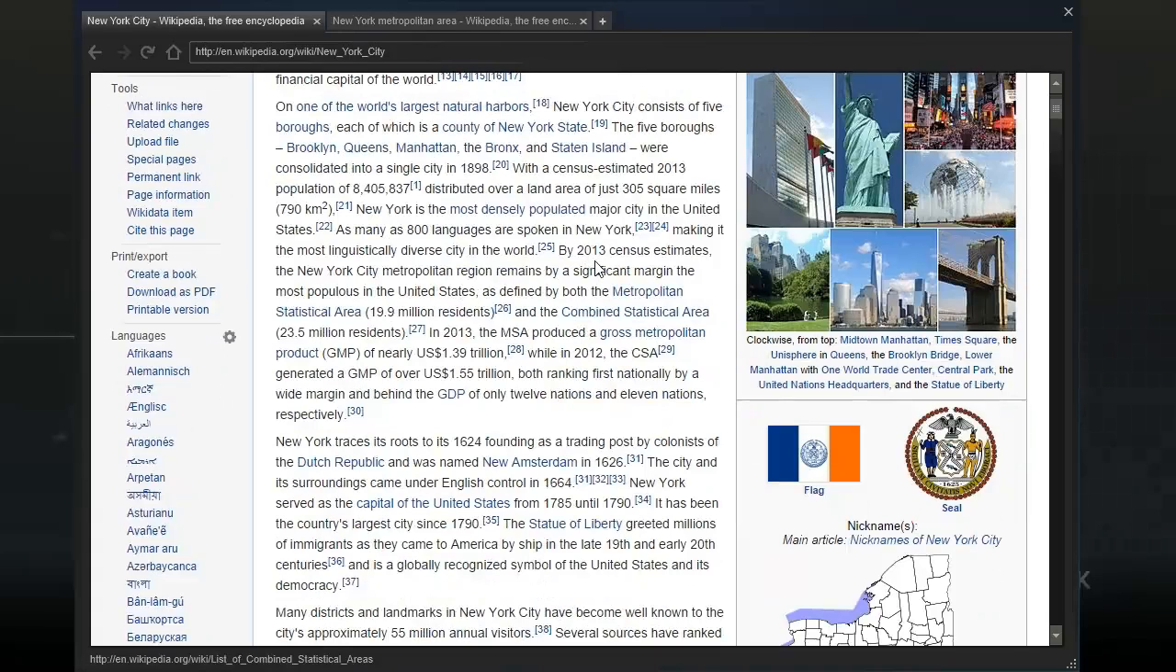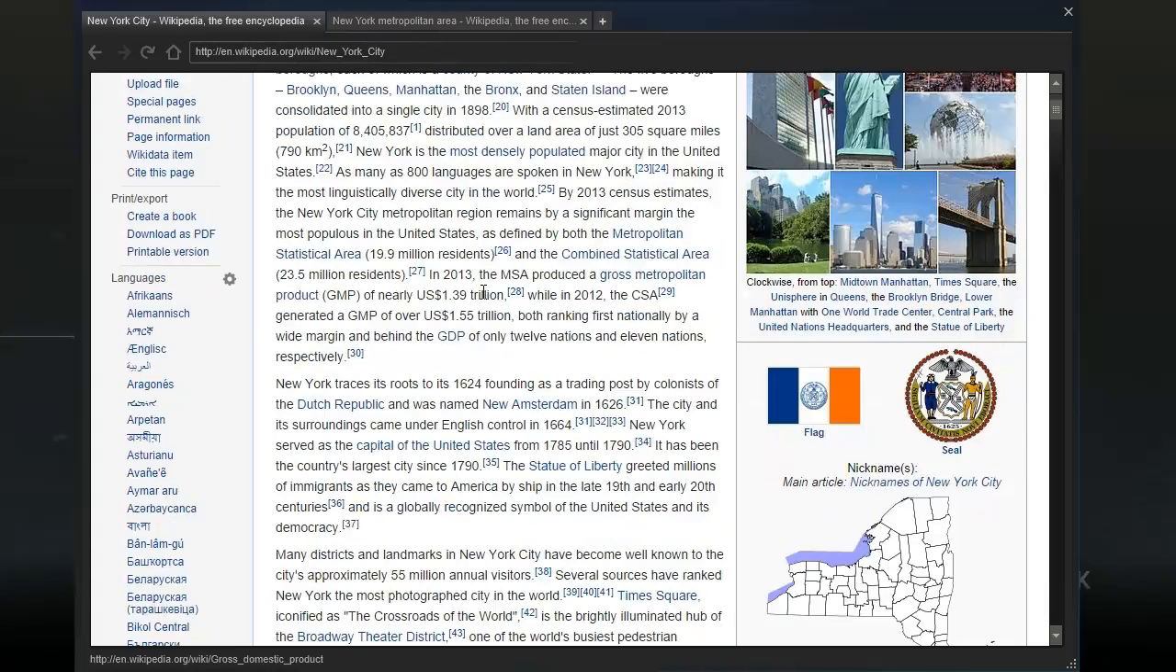By 2013 census estimates, the New York City metropolitan region remains by a significant margin the most populous in the United States, as defined by both the Metropolitan Statistical Area and the Combined Statistical Area. In 2013, the MSA produced a gross metropolitan product of nearly 1.39 trillion US dollars, while in 2012, the CSA generated a GMP of over 1.55 trillion, both ranking first nationally by a wide margin and behind the GDP of only 12 nations and 11 nations respectively.